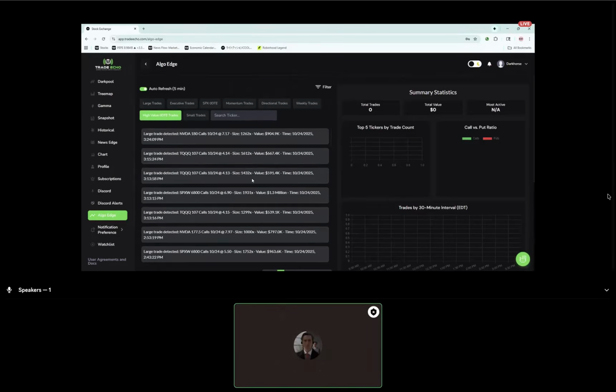But this is basically what this tool is. It's an order flow tool that filters out the noise and highlights only the impactful trades hitting the tape. It comes with some preset filters already, as you can see, which helps you spot significant flow.